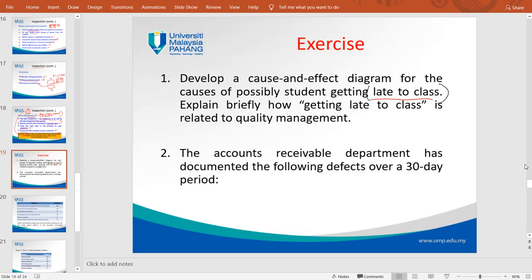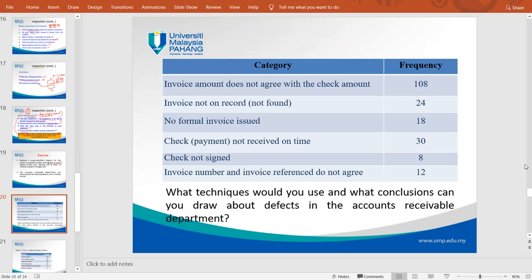The account receivable department has documented the following defect over a 30 days period. What technique would you use, and what conclusion can be drawn about the defect in account receivable department? So you are given this data. For this one, basically you need to construct a Pareto chart.